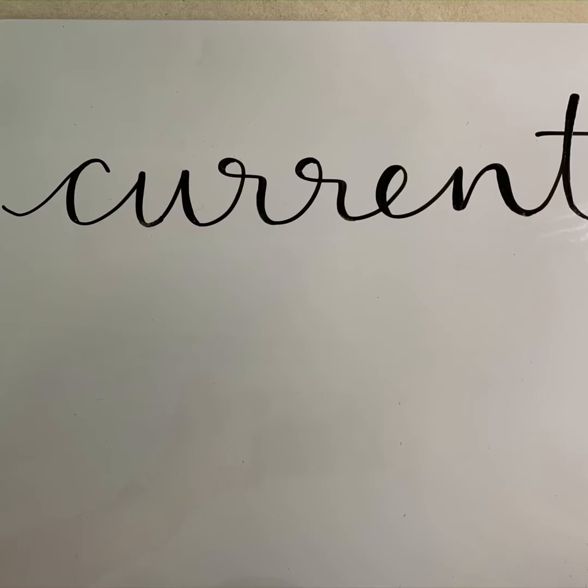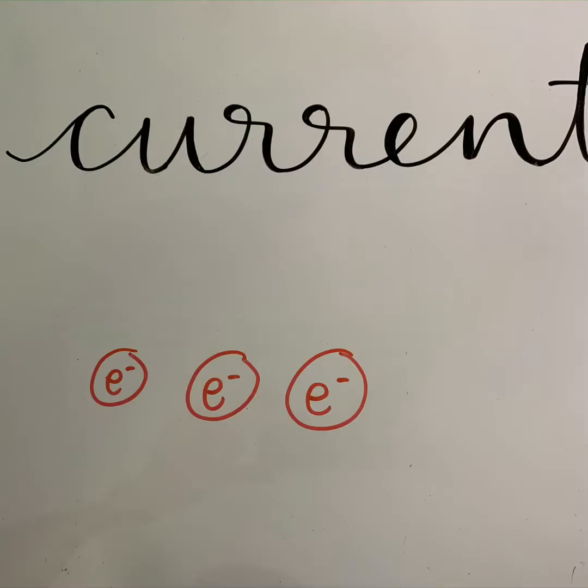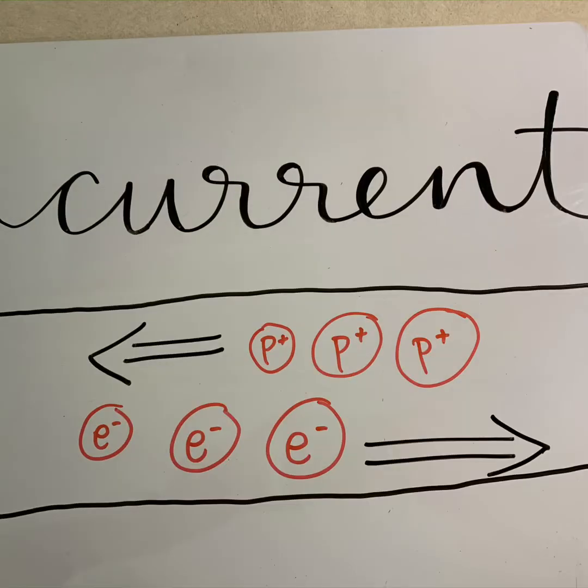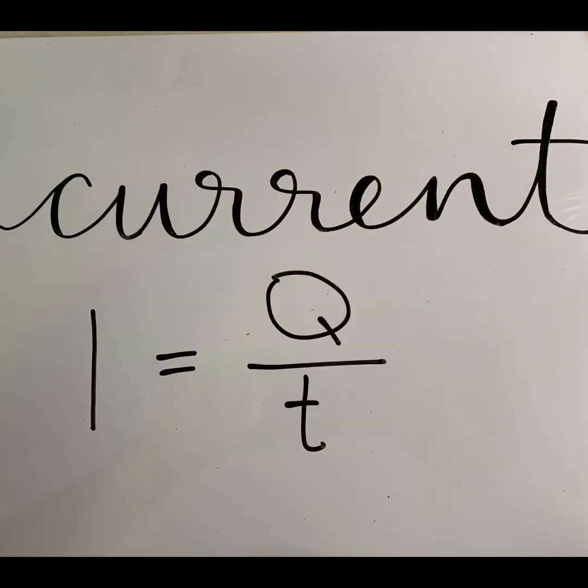First, we're going to talk about current. Current is the amount of charge that passes through a given point in an amount of time. Current is made up of charges, normally negatively charged electrons or positively charged protons that flow from one place to another along some type of wire. This is denoted by the equation I equals Q over T.